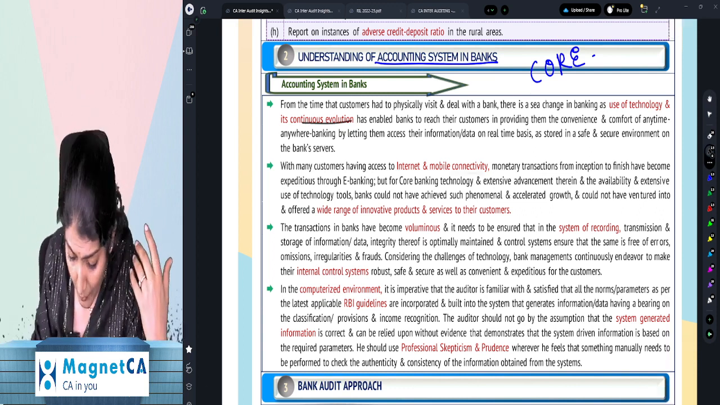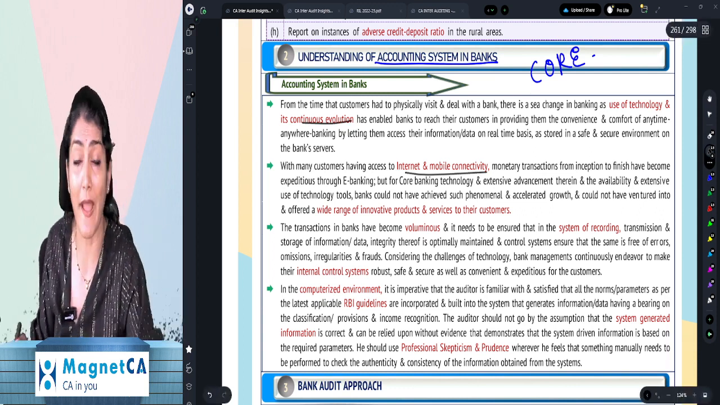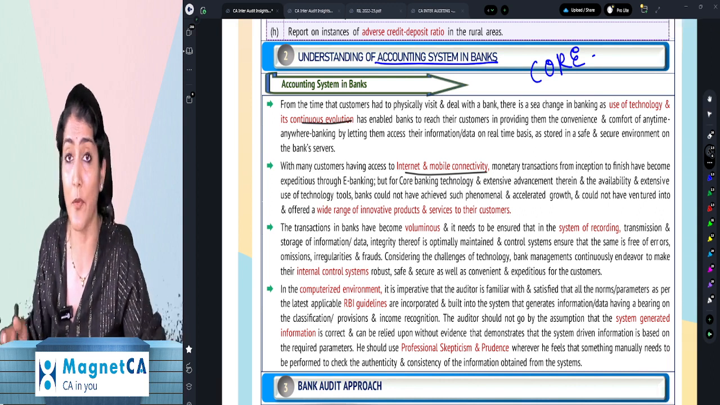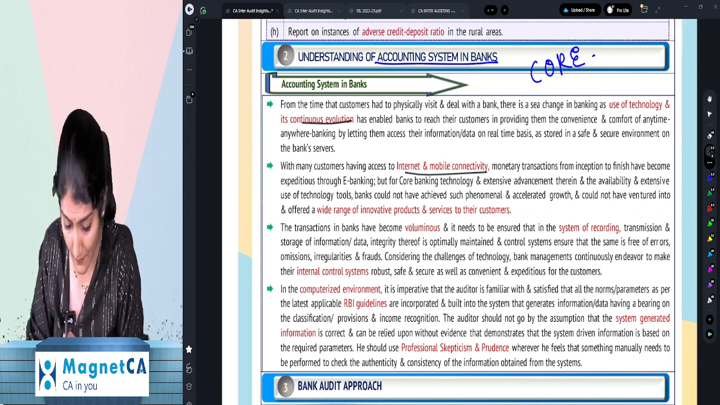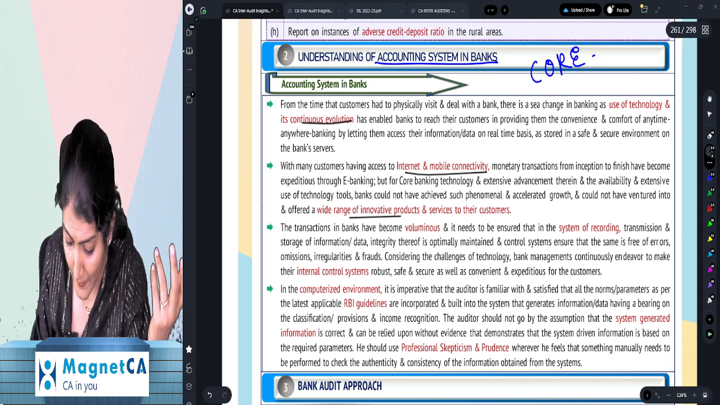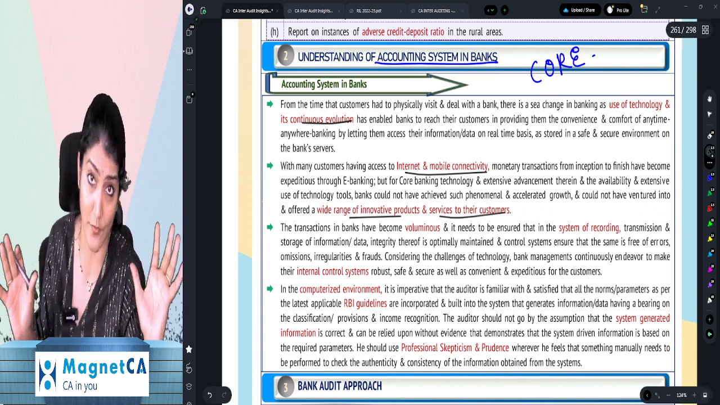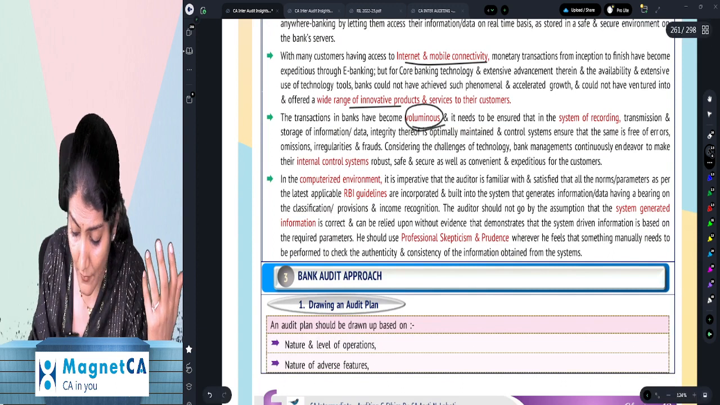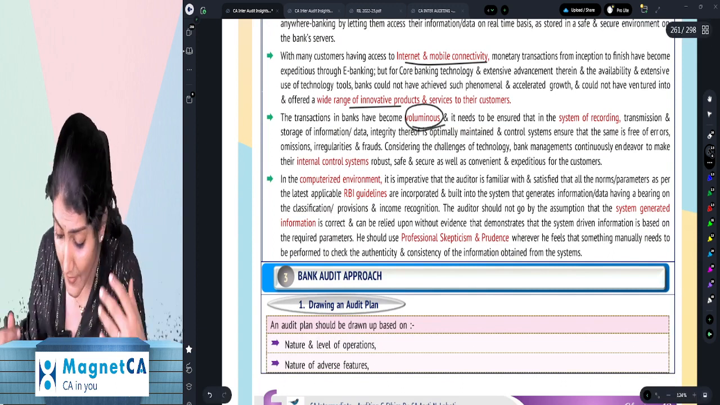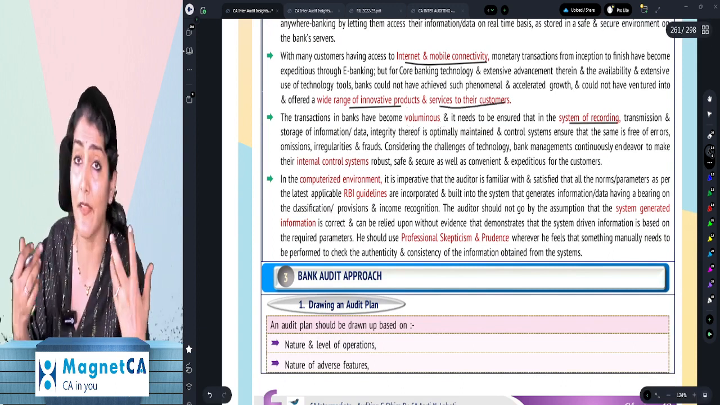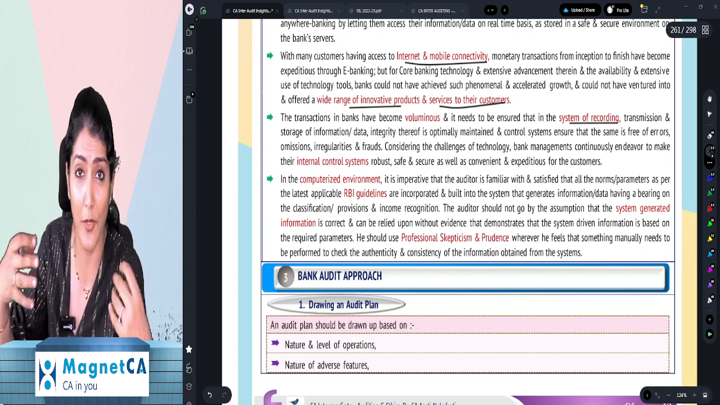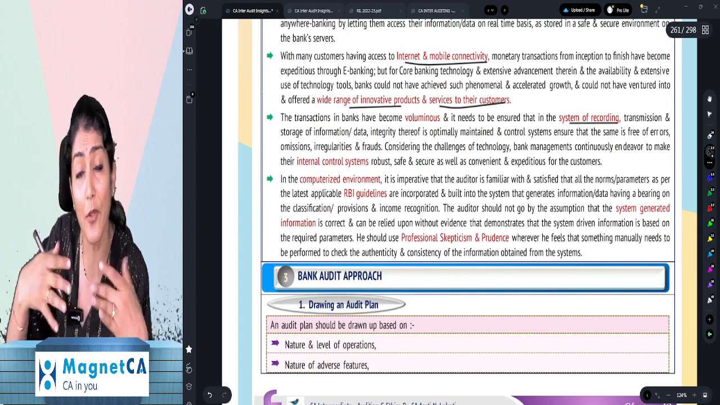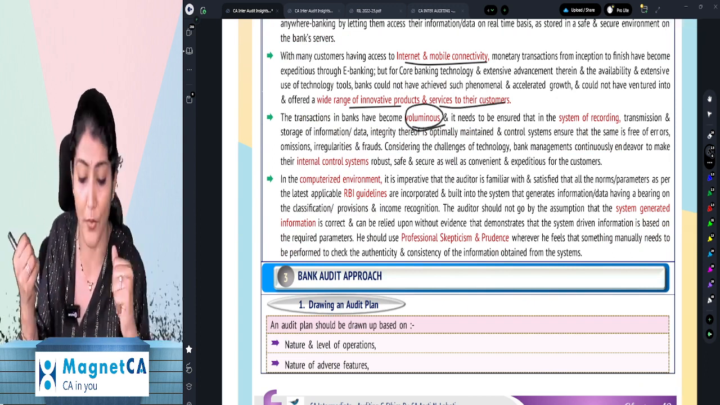Right, internet and mobile connectivity. So you have your banking app on your phone also, plus you can do the internet login also. Right, a wide range of innovative products and services to their customers. Obviously the volume of transactions is very high, and all the recording of the transactions is done by the system. I go to an ATM to withdraw money, the debit entry is automatically generated by the computer system.